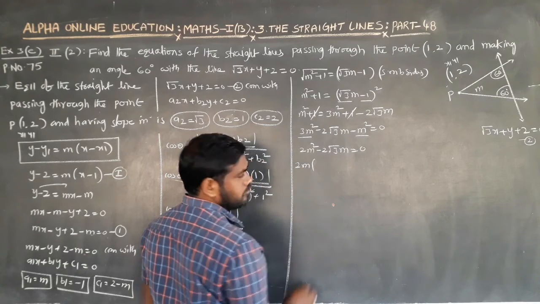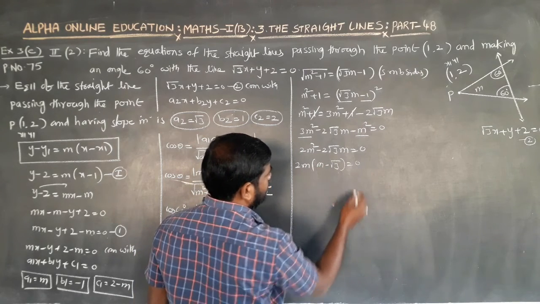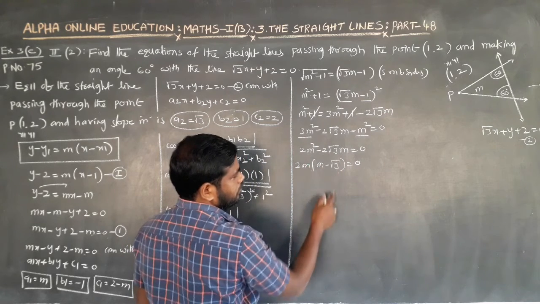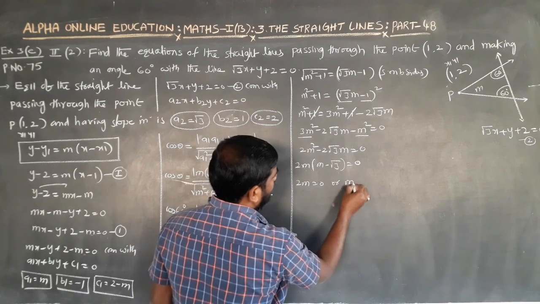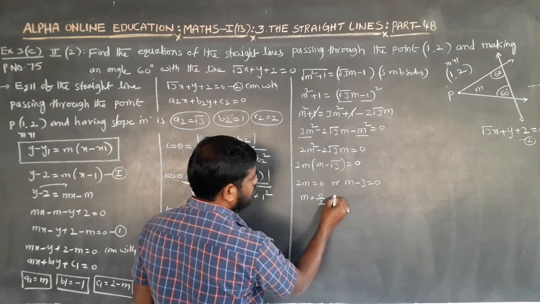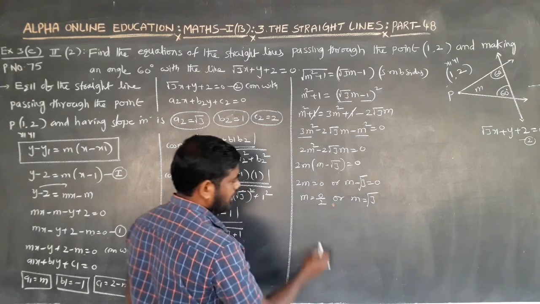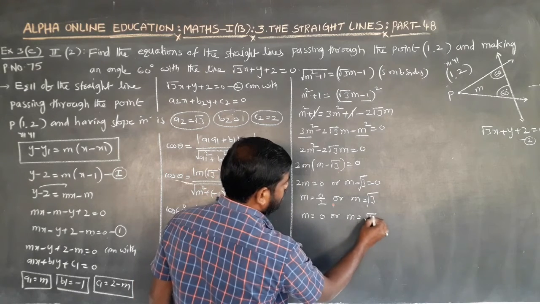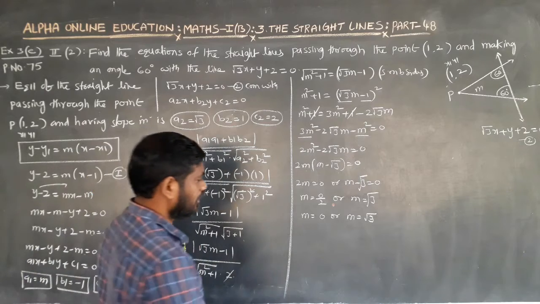Taking 2m common from the two terms, 2m times (m minus root 3) is equal to 0. So 2m is equal to 0 or m minus root 3 is equal to 0. Therefore m is equal to 0 by 2, that is 0, or m is equal to root 3. These are the values of m.